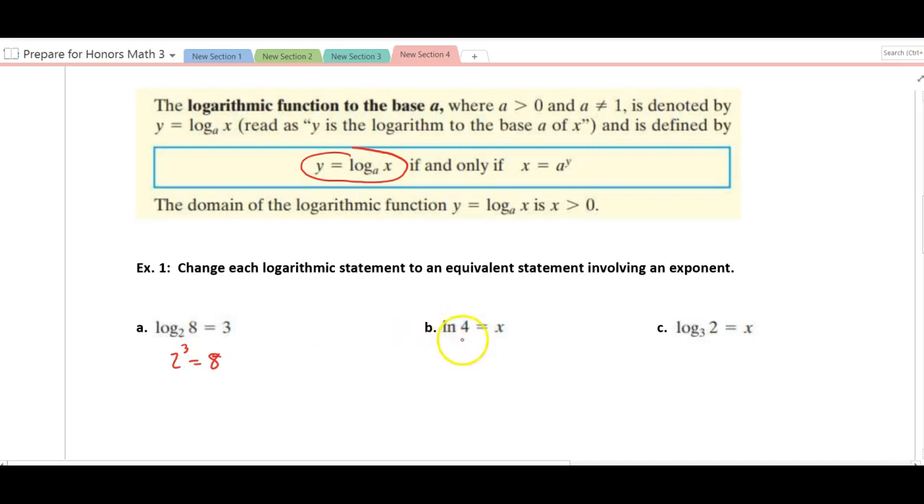The next one, the natural log of 4. We're picturing that as log base e of 4 equals x, so e to the x is equal to 4. And the last one, the exponential statement would be 3 to the x power is equal to 2. It's very important to be able to do this because when we solve logarithmic equations, you need to know how to go back and forth between the two forms.